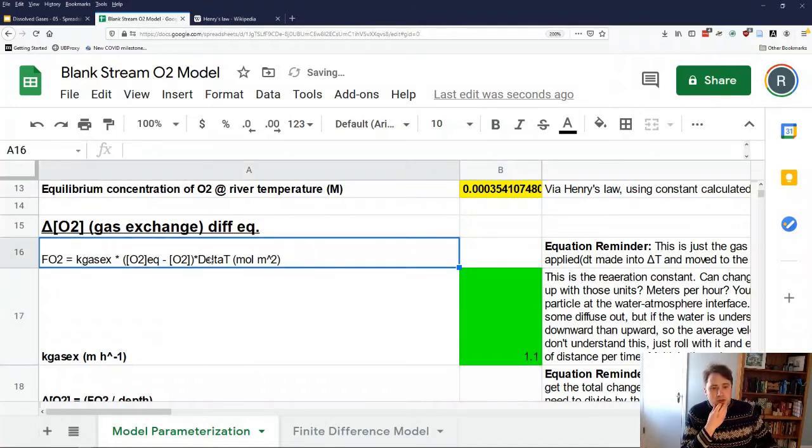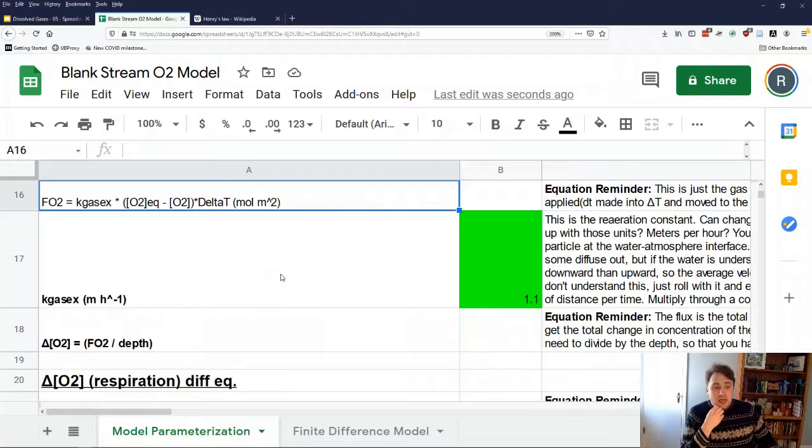And here I just reminded you of the differential equation that we're going to be using. The gas exchange constant multiplied by the difference between the equilibrium concentration and the actual concentration, multiplied by your time step, is equal to your flux. And so this again is a flux in moles per meter squared. And so to get to concentration, we just need to divide the flux by depth.